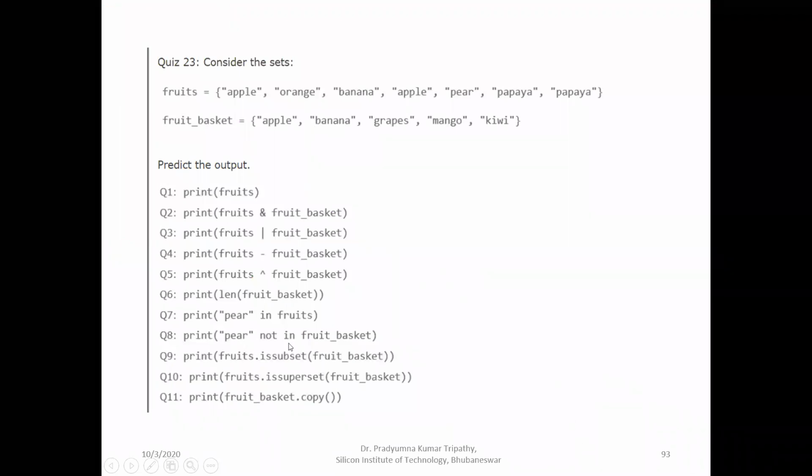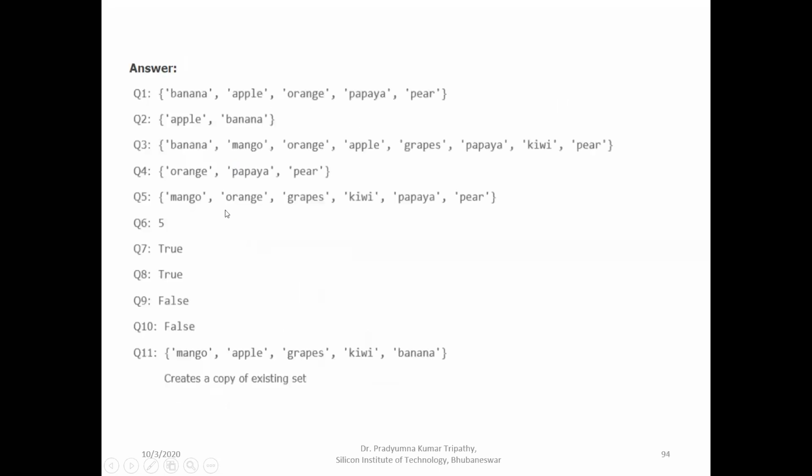Now look over here. This is print fruits. You know what it will print? Fruits will print. And the and operator is for what? Intersection, sir. So this is intersection. The common elements will be printed. Yes, very good. So this is union, and this is difference.